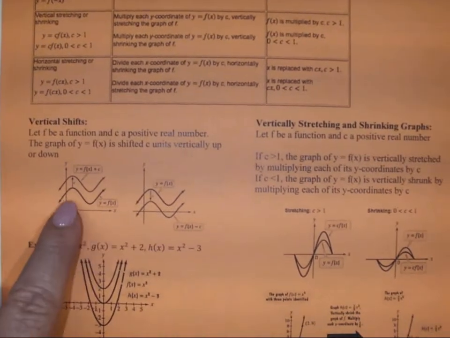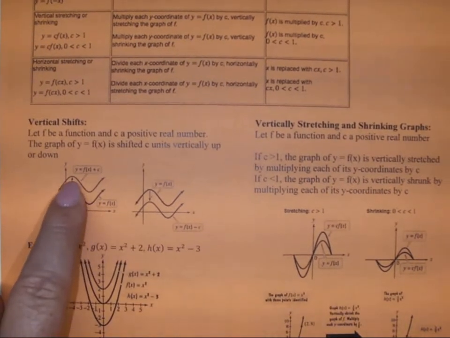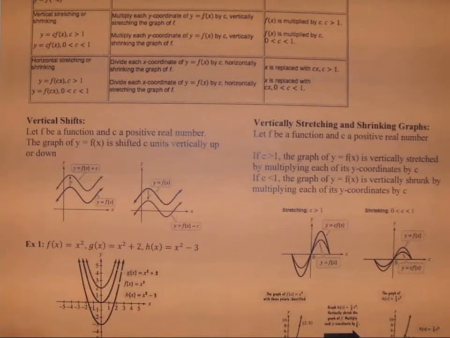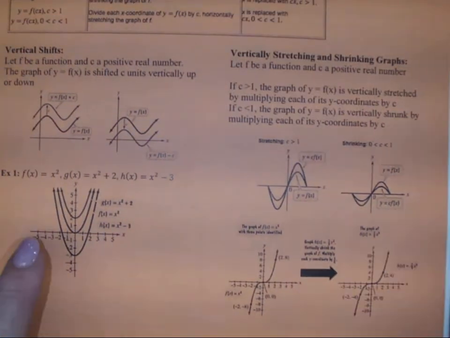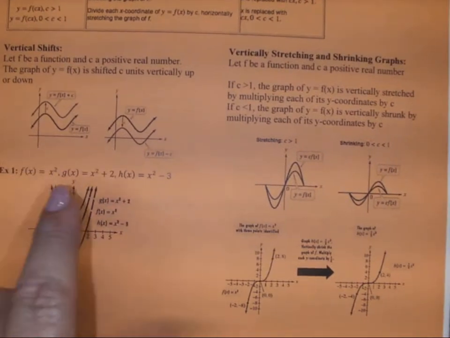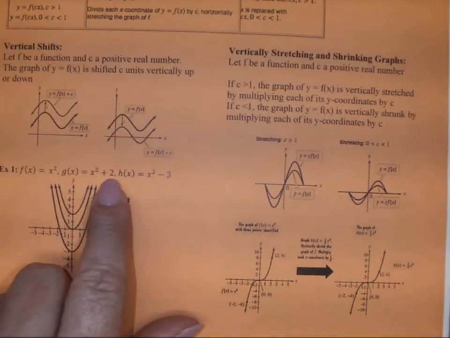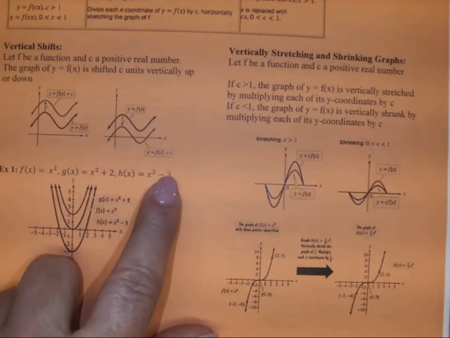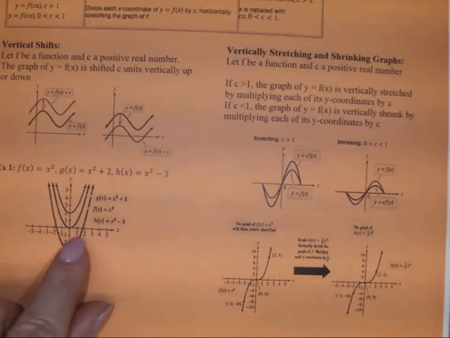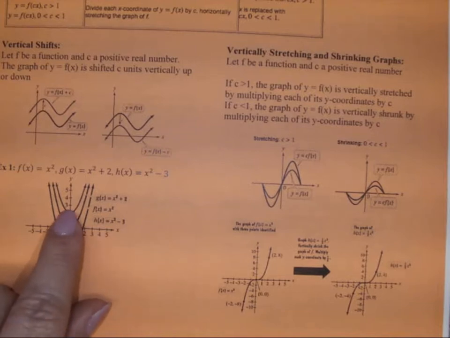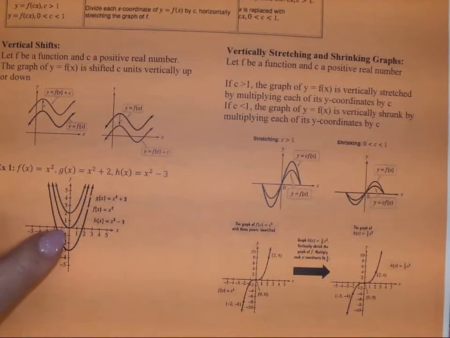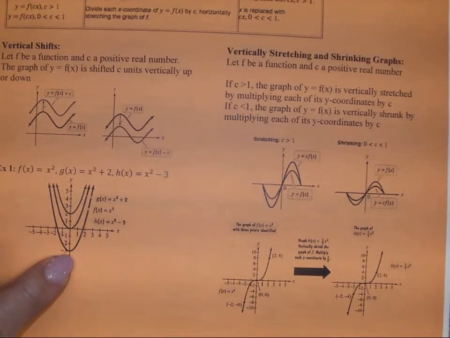So for the vertical shifting, here we can see when it's being added, it goes up, and if it's being subtracted, it's moving down. So we can see an example of this. If we have a regular graph of f of x equals x squared, and we change it to x squared plus 2, and x squared minus 3. So the plus 2 will take our regular graph that's right here, and it's going to move every coordinate up by 2. The minus 3 will take every coordinate and move it down by 3.